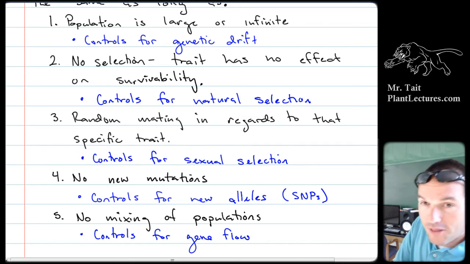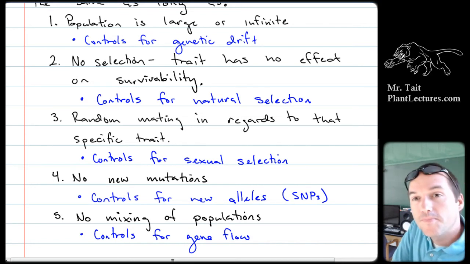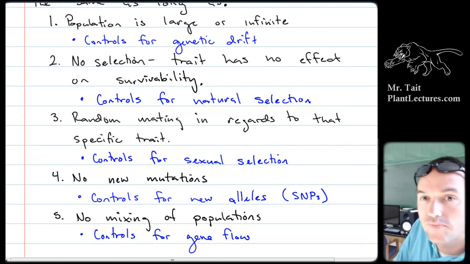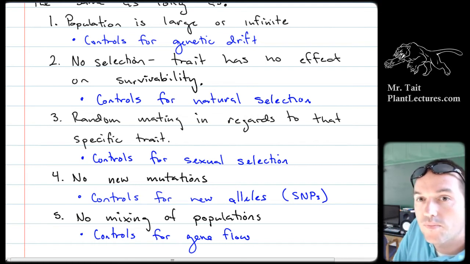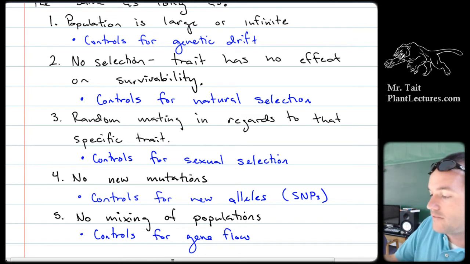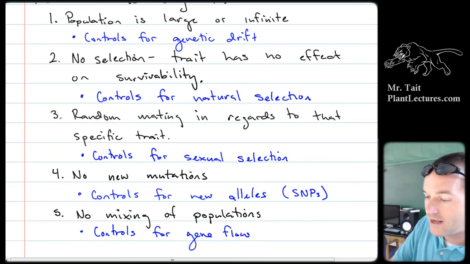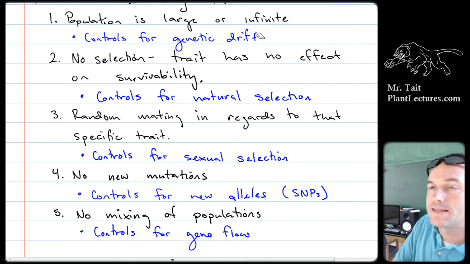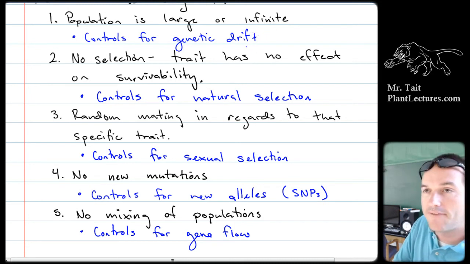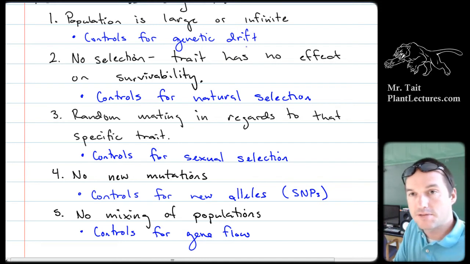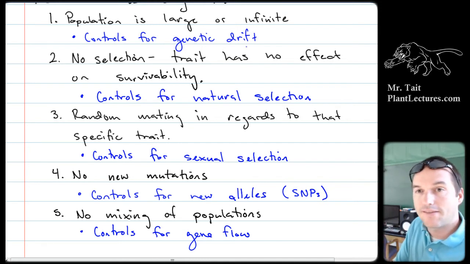Interestingly enough, one of those things, what's up? When you say controls for gene flow, or controls for whatever the word is, what does that mean? It means that it's not going to allow that to affect the population. So when I say controls for genetic drift, the fact that the population is infinite means that genetic drift is going to have no bearing on that allele frequency. It's not that genetic drift is not likely to happen.